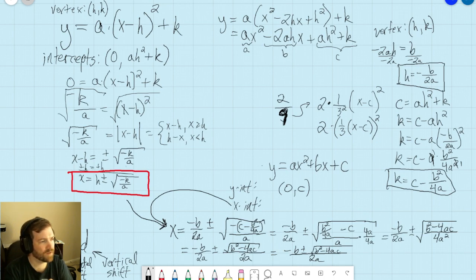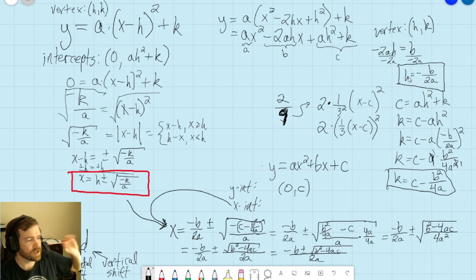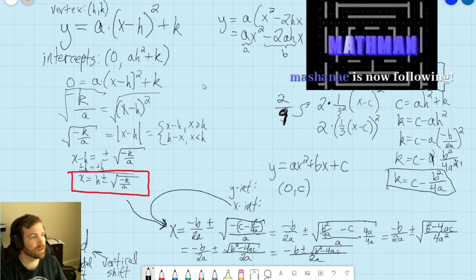So if you have this thing here, your expanded form, yes, you have to do a little tiny bit of work for it, but you don't need the formula to do it if you remember how to do it, right? So h, the x value for the vertex, is going to be negative b over 2a. Maybe you need to remember that one, or maybe it's already given.